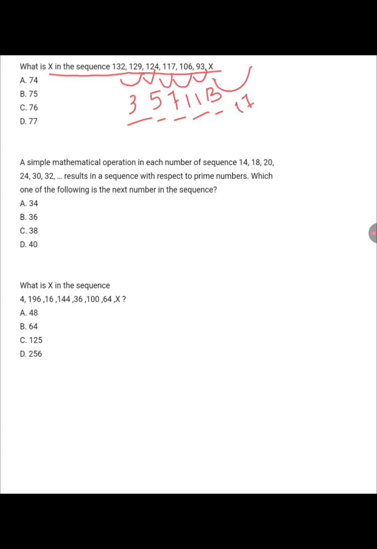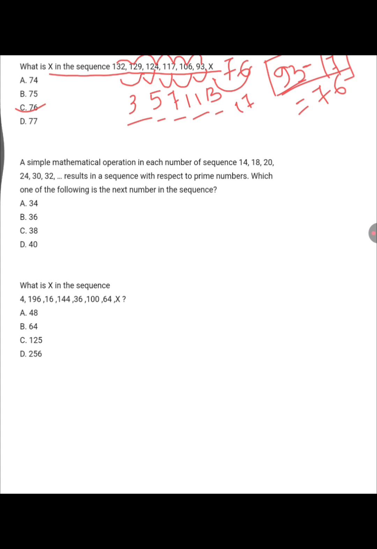So the next number will be 93 minus 17, that is 76. Here the answer will be 76. C is the correct answer. In this sequence, as it is decreasing, the value in the next term is decreasing, so that's why we did subtraction, and the answer is 76.